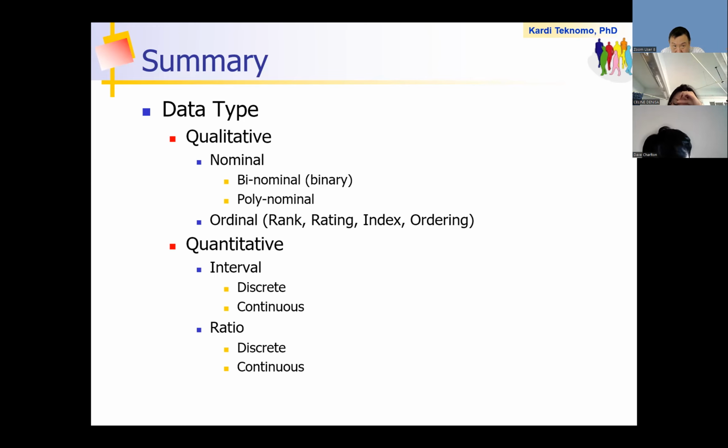Yeah, I learned about the different data types, qualitative and quantitative, and which one can be used for standard deviation. Standard deviation is only for quantitative, okay? So if your data is nominal, you cannot do standard deviation. You cannot even do median. Okay, ordinal data you can do median. Clear?